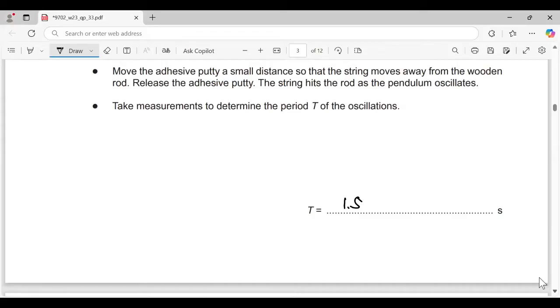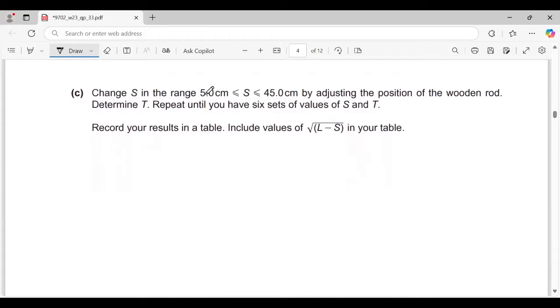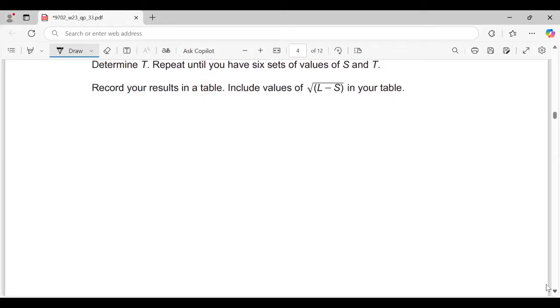Okay, so next, change S in the interval greater than or equal to 5 and less than or equal to 45 centimeters. By adjusting the position of the wooden rod, determine T. Repeat until you have 6 sets of values of S and T. Record your values in a table, including values of square root of L minus S in your table. So I'm going to create a table.